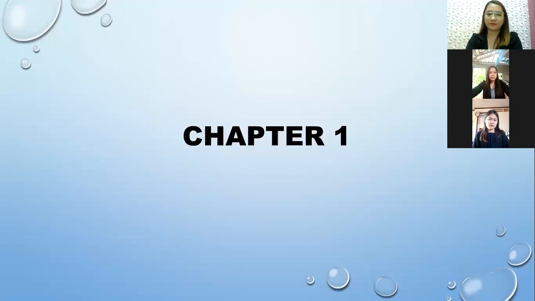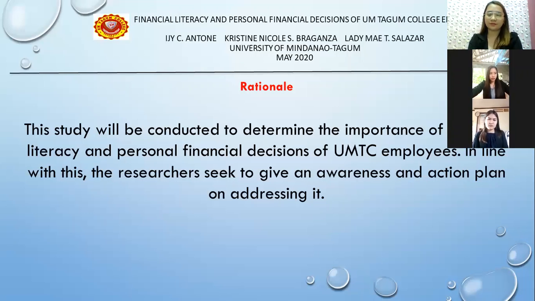So the rationale: this study will be conducted to determine the importance of financial literacy and personal financial decisions of UMTC employees. So here it highlights the importance or significance of financial literacy and personal financial decisions. According to Mitchell and Lusardi 2011, the global marketplace is risky.